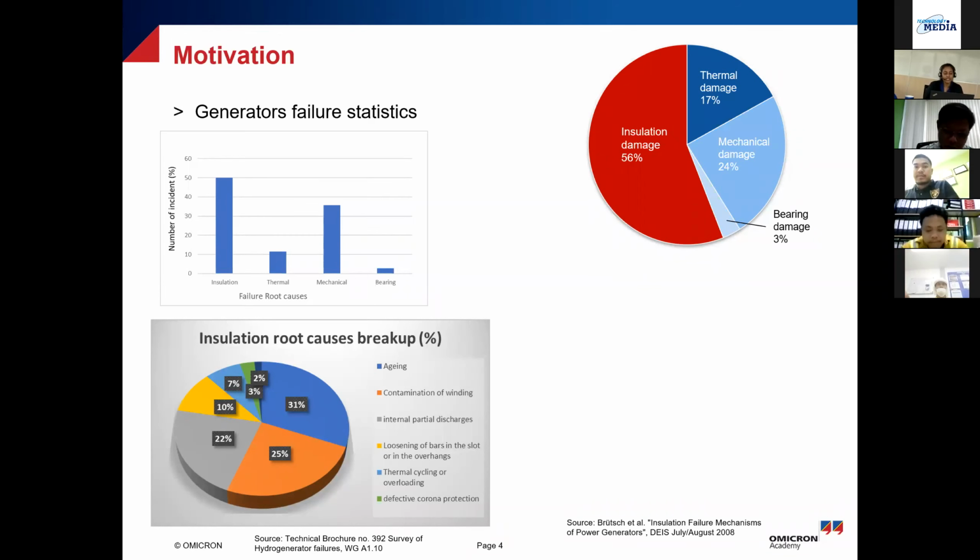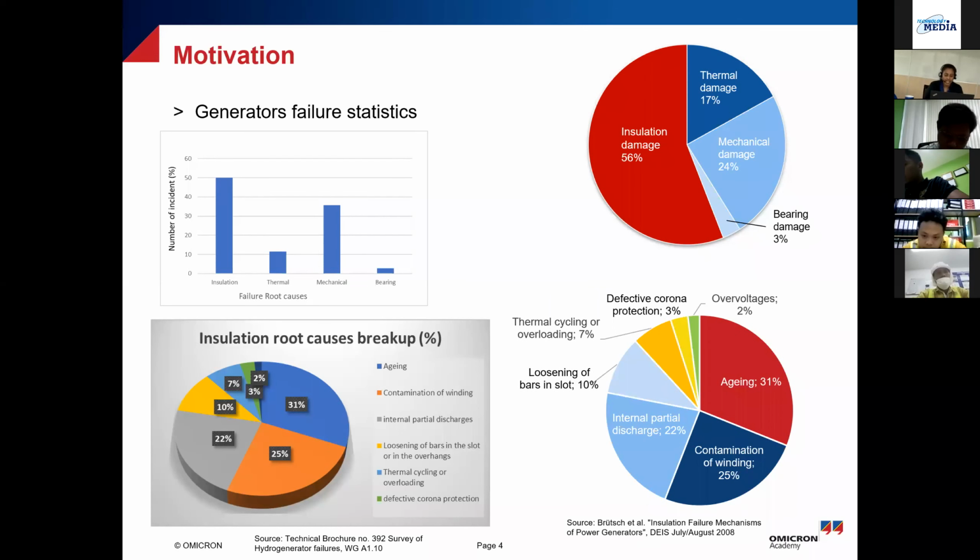And in all of them, you will see that in the case of generators, insulation damage is one of the most prominent criteria for failure. So one of the most common root causes, like in CIGRE, you see 50% of incidents were caused by insulation damage. In the case of IEEE, in this particular paper that we refer to, 56% are caused by insulation damage. So it gives us an idea of where our focus should go in the testing. And because today we will be covering the more electrical side of it, we would focus our energy more on the insulation side.